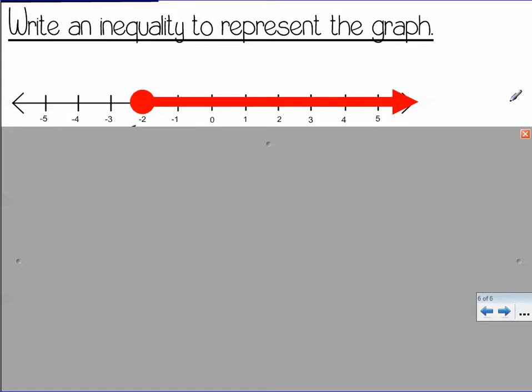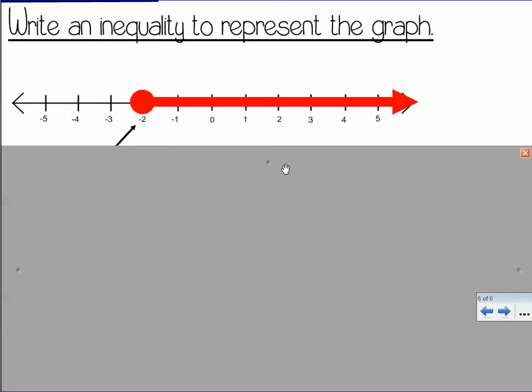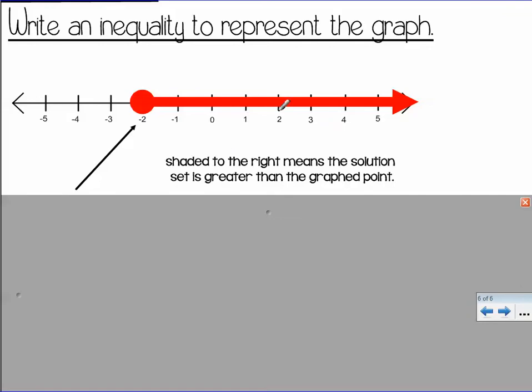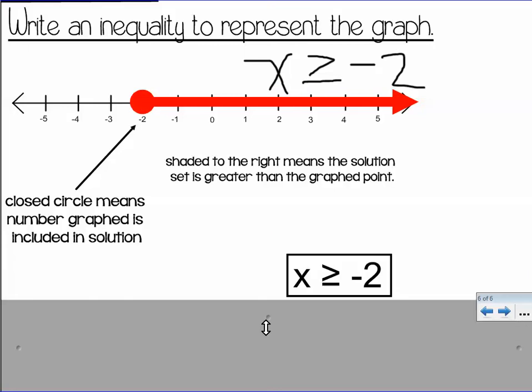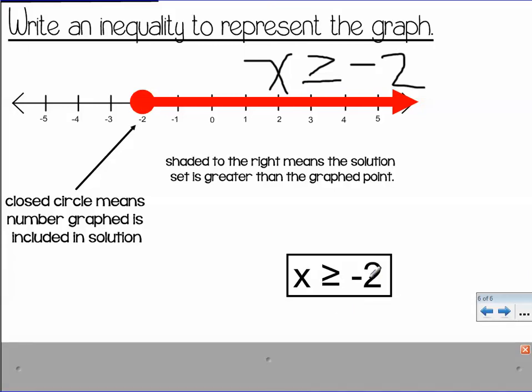Okay, now here's the other direction of it. I give you the graph and you write the inequality based on it. So first piece of information, it is shaded to the right, which means the solution set is greater than the graph point. So I'm going to have greater than. The point that it's greater than is -2. Now another piece of information, it has a closed circle, and that means that the number graphed is included. So it's not just greater than, it's greater than or equal to. Now I need a variable. We're just going to use x. So the solution is x is greater than or equal to -2.